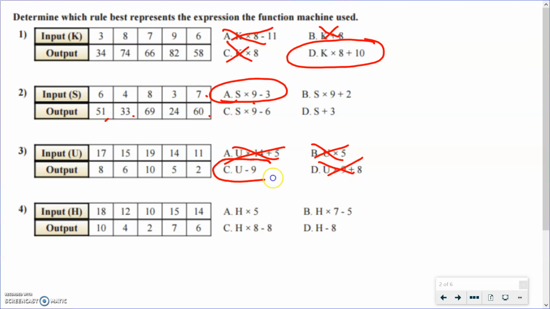So I immediately know it probably is going to be this one. It's the only one that's going to make them all smaller by 9. So 11 minus 9 is 2, 14 minus 9 is 5, 19 minus 9 is 10, 15 minus 9 is 6, and so we're just looking for the rules.